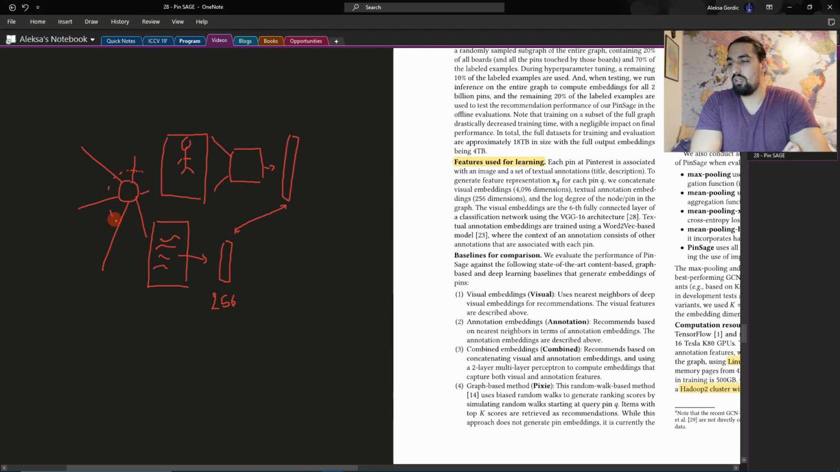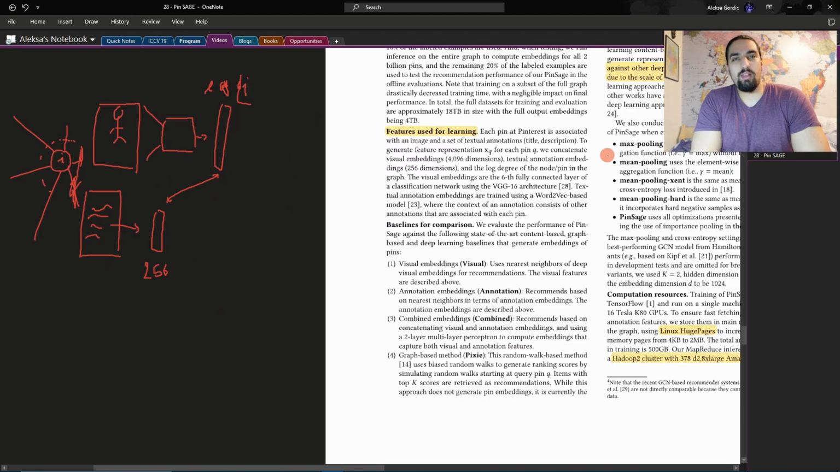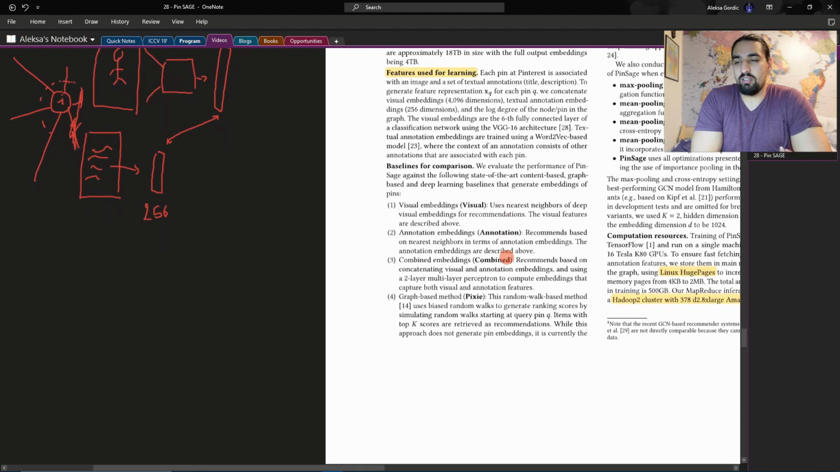So this is the degree. Maybe this node has four nodes connecting to this one. So we'll just add log 4 as a feature. So in the general case, log d_i, where this is node i, and d_i is the degree of the node. And now that we know how the feature vectors are constructed for the pins in PinSage, let's see how the baselines are constructed.